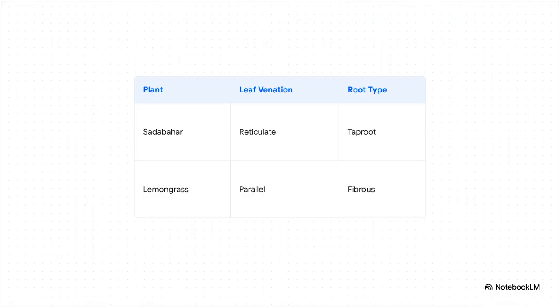All right, let's put the puzzle pieces together. If you look at a plant like Sadabahar, you'll see it has that net-like pattern on its leaves. And what kind of root does it have? A taproot. Now look at lemongrass. It has those parallel leaf veins. And yep, you guessed it, fibrous roots. It's a pattern. The leaf design and the root design are connected. This is definitely not a coincidence.